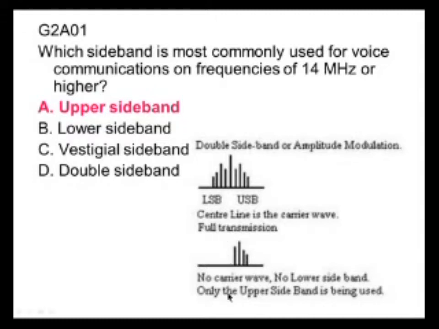The carrier is gone, the lower sideband is gone, and we can use all of the transmitter power to transmit this information that is in the upper sideband. Now, what the question specifically asks is which one do you use on frequencies of 14 megahertz or higher? It's the upper sideband. Just for a hint for you, you're going to see this vestigial sideband a few times in here. It is never the right answer. So don't fall for that one. But in this case, we're after upper sideband.